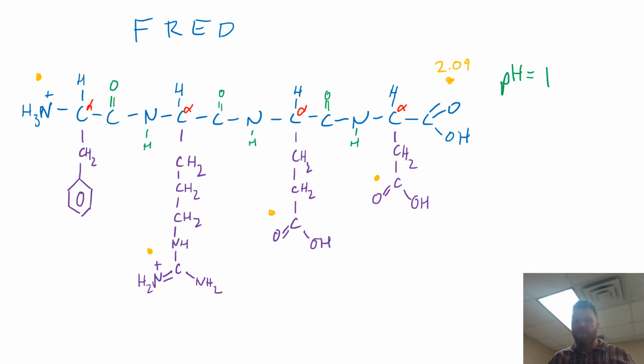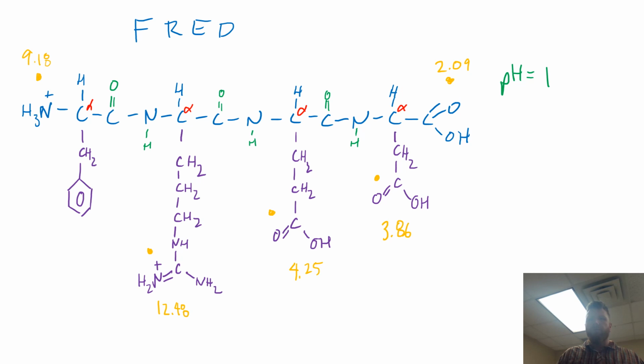The pKa for our R group for aspartic acid is 3.86. Glutamic acid R group is 4.25. Arginine has an R group pKa value of 12.48. And then finally, the N termini, the N termini of our N-terminal amino acid, which is phenylalanine, has a pKa of 9.18. Okay, so we have a total of 5 different pKa values that we need to concern ourselves with.